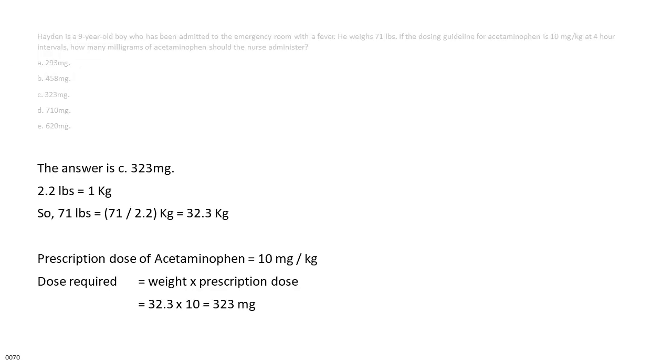The answer is C. 323 mg. 2.2 pounds equals 1 kg. So, 71 pounds equals 71 over 2.2 kg, which equals 32.3 kg. Prescription dose of acetaminophen equals 10 mg per kg. Dose required equals weight multiplied by prescription dose, which equals 32.3 multiplied by 10, which equals 323 mg.